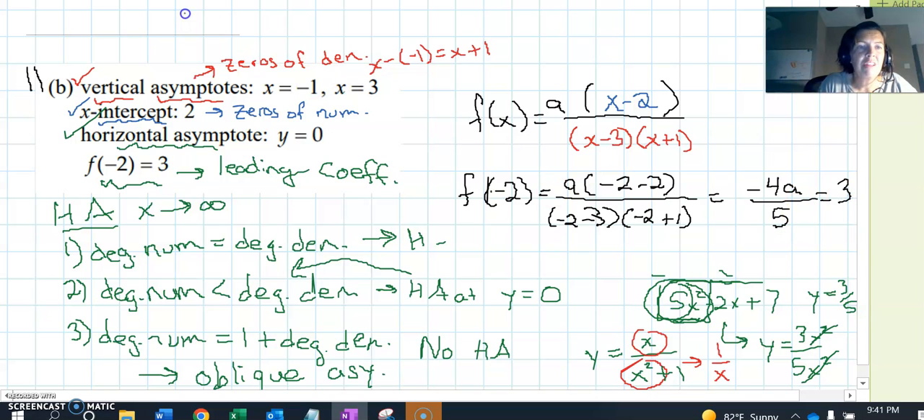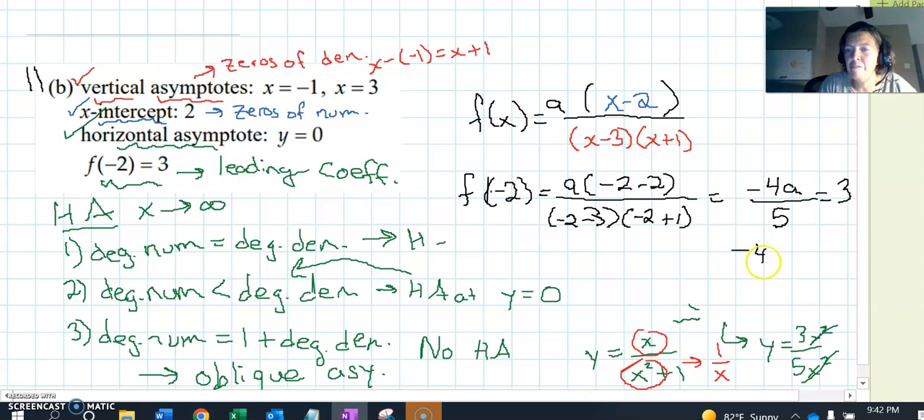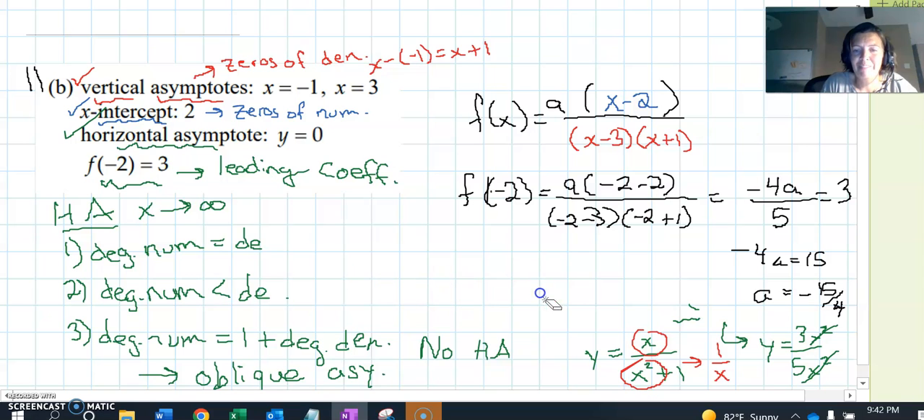So I would multiply both sides by 5. Erase a little, make a little more room here. If you multiply both sides by 5, then you'll have negative 4a equals 15. And then divide by negative 4, and you'll have negative 15 over 4. So that your final function is, sorry guys, I should pause and erase, but I'm not that sophisticated with my videos.